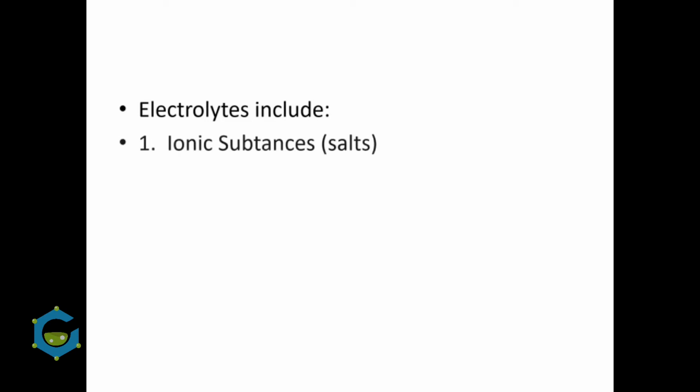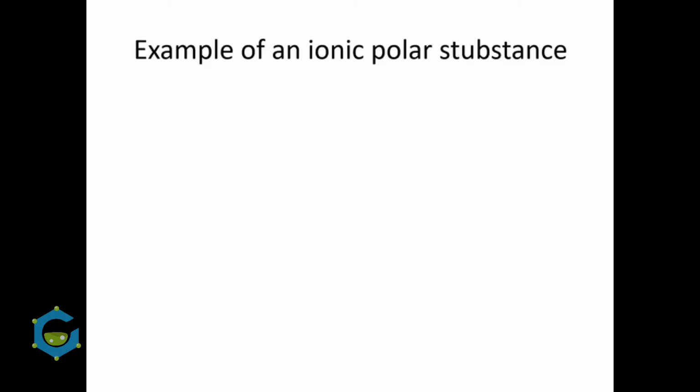So, electrolytes include three major classes of substances. The first one is ionic substances or salts. All ionic substances are electrolytes. They're not all great electrolytes, but they're all electrolytes. We also have acids and bases, and these are our three substances that are always electrolytes. And let's go into that in a little bit more detail.